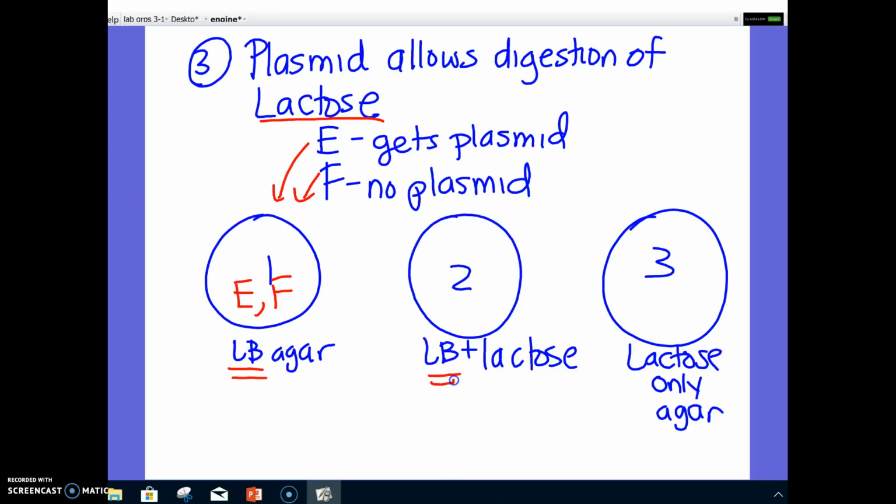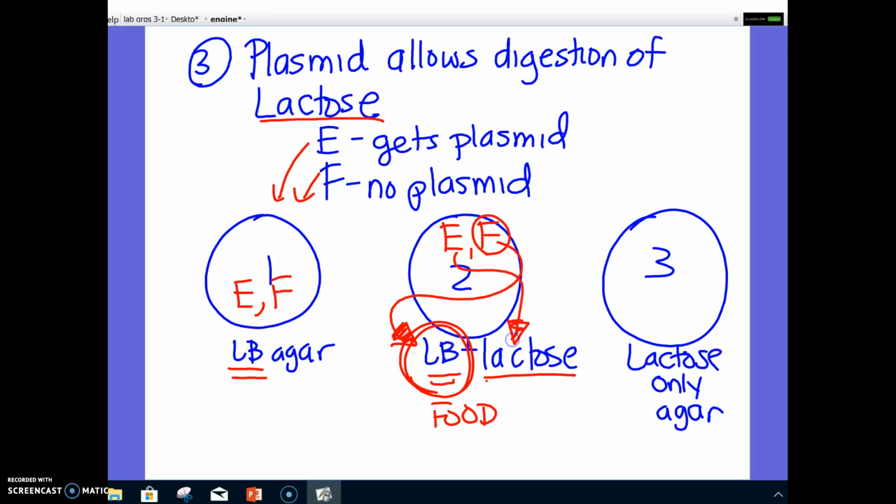Second plate, LB agar with the addition of lactose. Now this is also kind of a trick question. The answer here is they would both grow. Why? Because as long as we're providing them with LB, Luria broth, this is food. So the ones with no plasmid, F, they still have food to eat. They're not going to die. They'll just eat that. The ones that have the plasmid will additionally be able to eat this. But since we've provided a different food source, the LB, everything will grow.